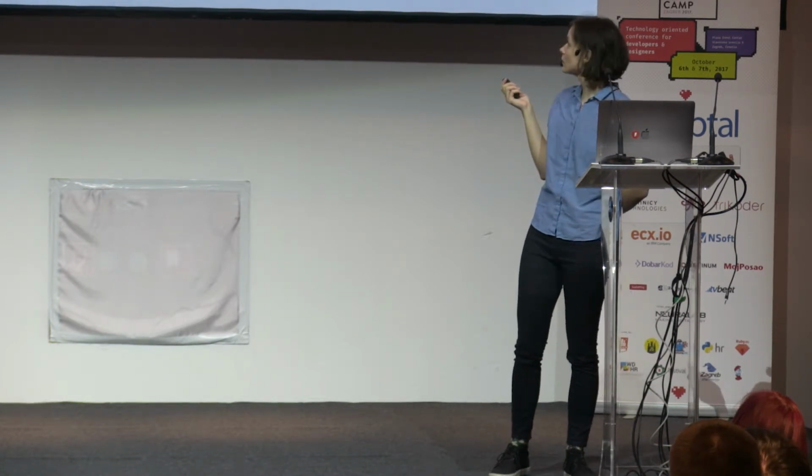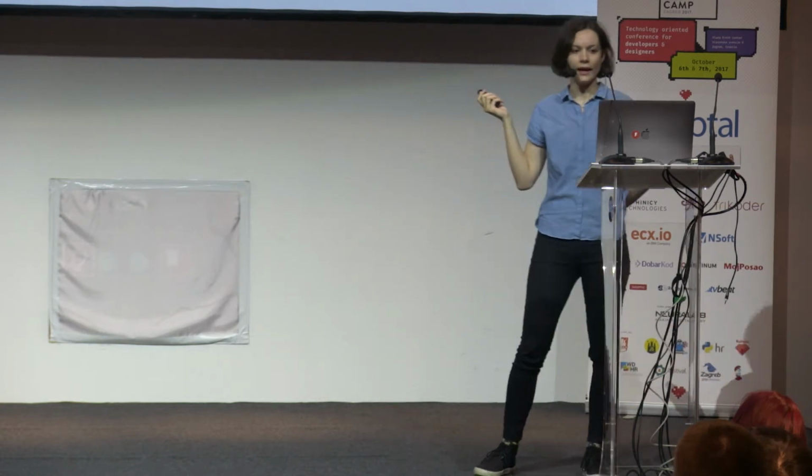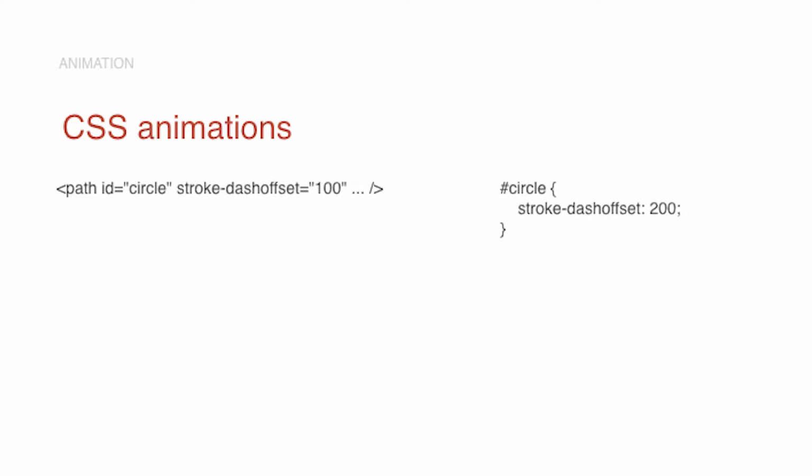But this stroke dash offset can result in something like this. This is a kind of hacky way to use stroke dash offset to make this drawing animation. There are many libraries out there that you can do this with.